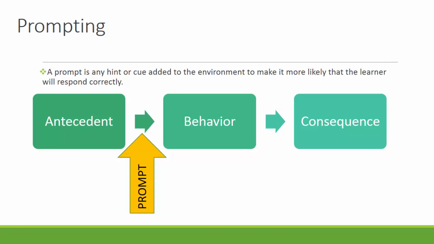But what happens if your child doesn't engage in the behavior at all? If your child does not engage in the behavior, we must teach the behavior, and this is where prompting comes in. A prompt happens in between the antecedent and the behavior itself. It is a hint or cue added to the environment to make it more likely that the learner will respond correctly.